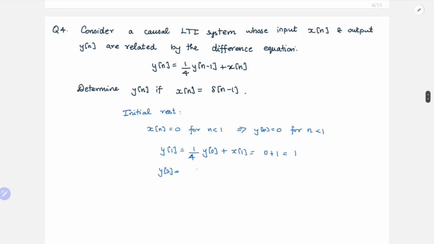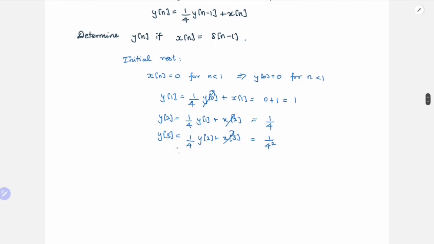Then I can do it recursively. So y of 2 is 1 by 4 y of 1 plus x of 2. My x of 2 is 0, right? So I'll get 1 by 4. Similarly, y of 3 onwards, it will be 1 by 4 y of 2 plus x of 3. Again, this is 0. It's going to be 1 by 4 square. And so on. At y of n, what will I get? I'll get 1 by 4 y of n minus 1 plus x of n. This is anyway 0. So I'll get 1 by 4 y of n minus 1.